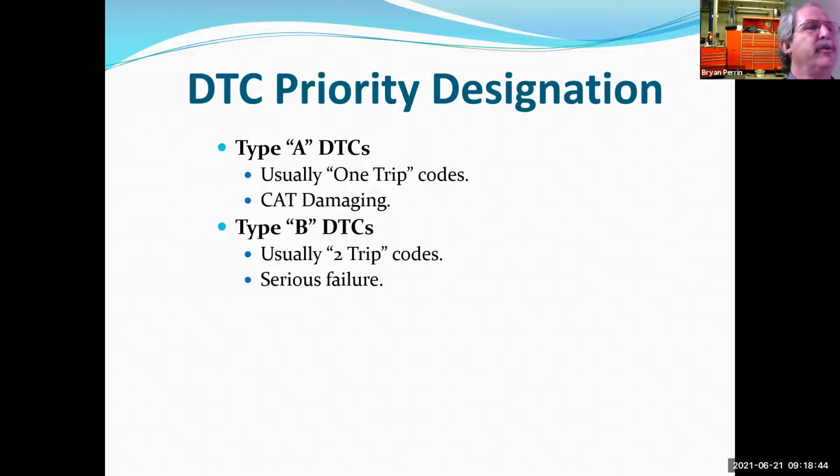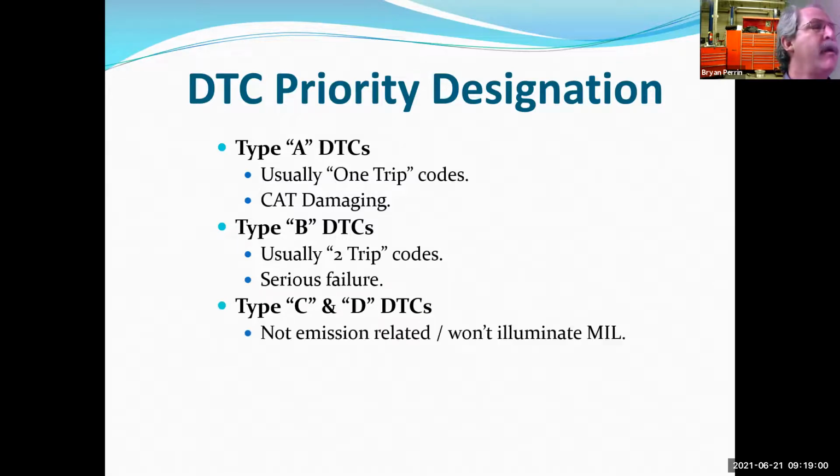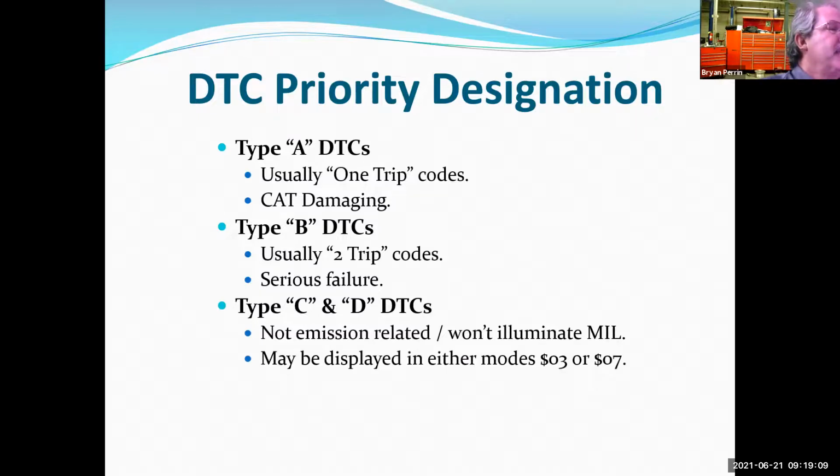This is a serious emission-related failure. Type B codes will also turn the check engine light on. So A codes and B codes will both turn the check engine light on. C and D codes will not. These are not emission related. They will not illuminate the MIL. However, they may be displayed in either mode 3 or mode 7. So this is up to the manufacturer.